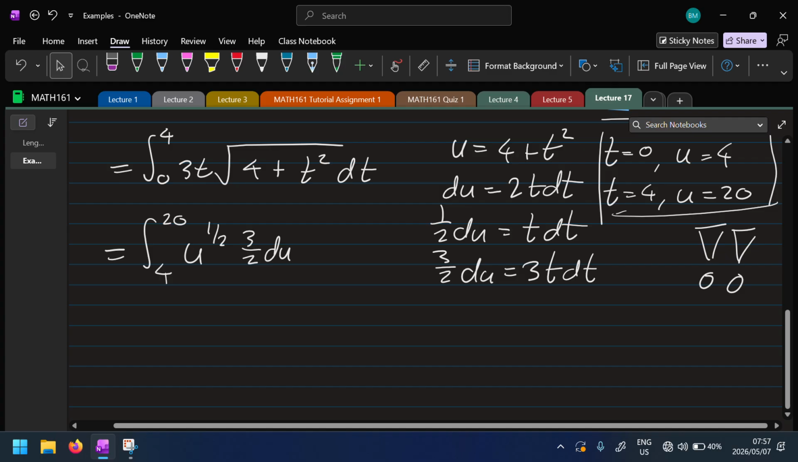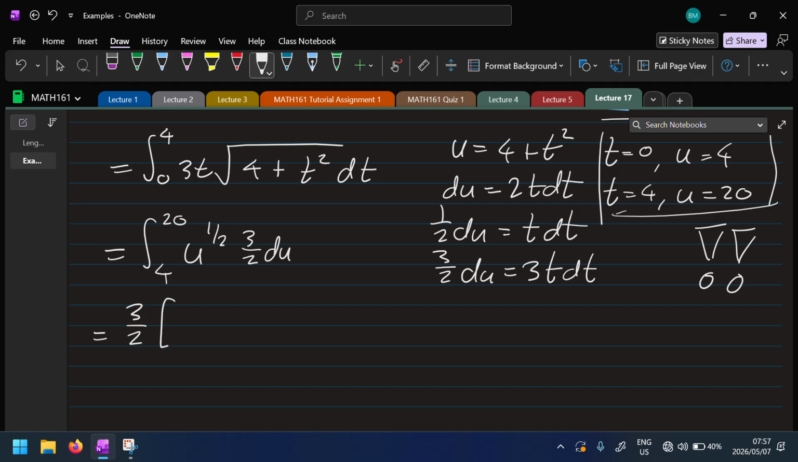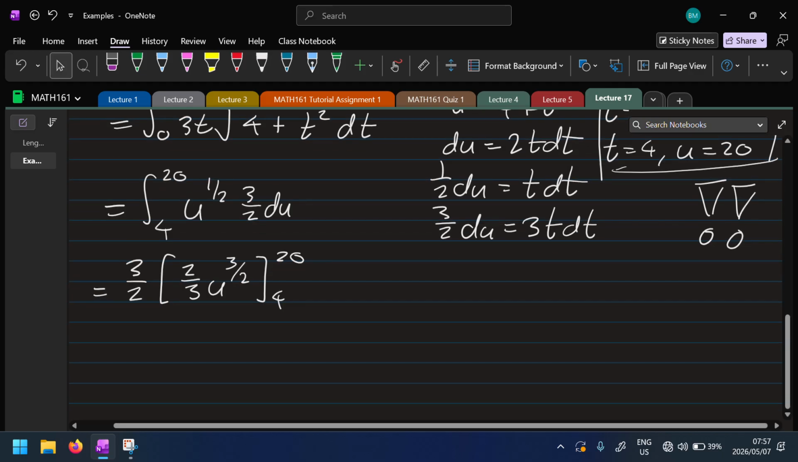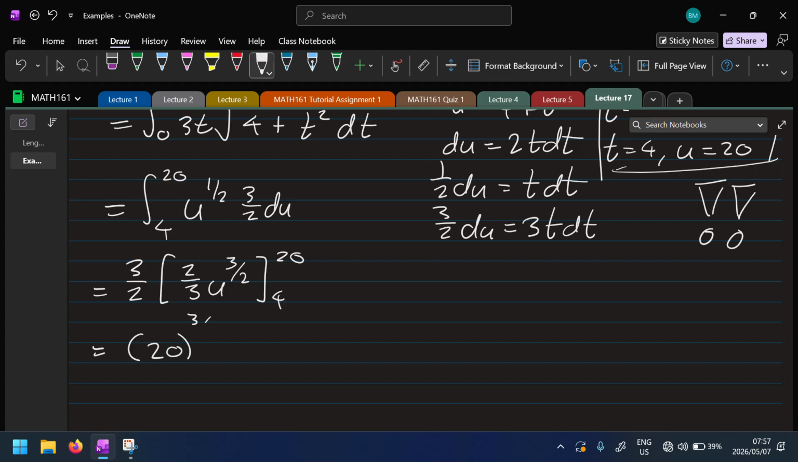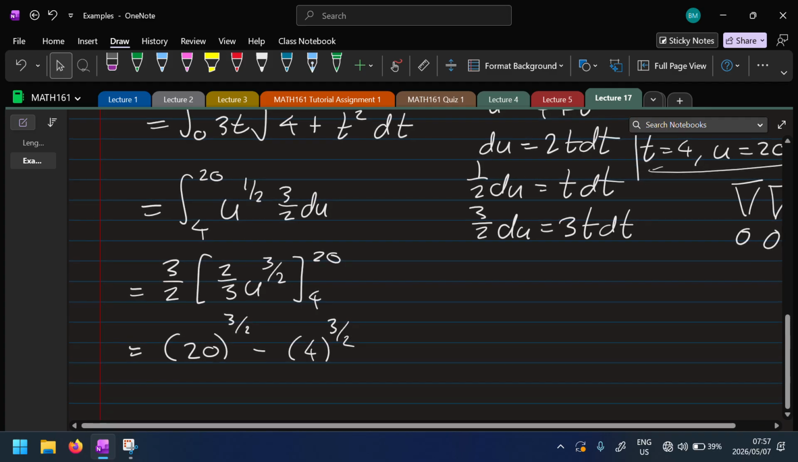So 3 over 2, we can take that out. That's just a constant. Integration here, easy. Add 1 to the exponent, that's 3 over 2. Divide by that, that's going to be 2/3. 3 over 2 and 2/3 are going to cancel each other. So we just end up with 20 to the 3 over 2 minus 4 to the 3 over 2. You can simplify that a bit more, but I'll leave it like that. Any questions for this one?